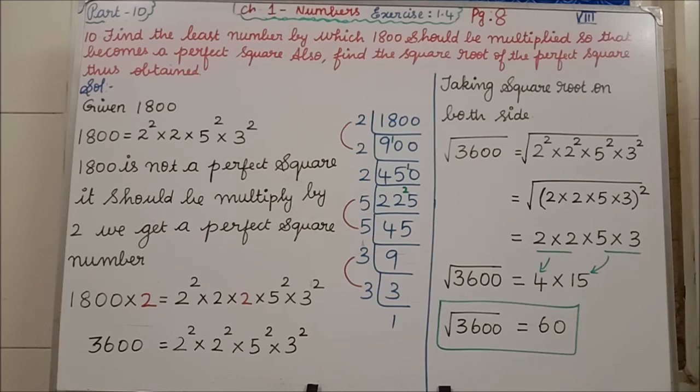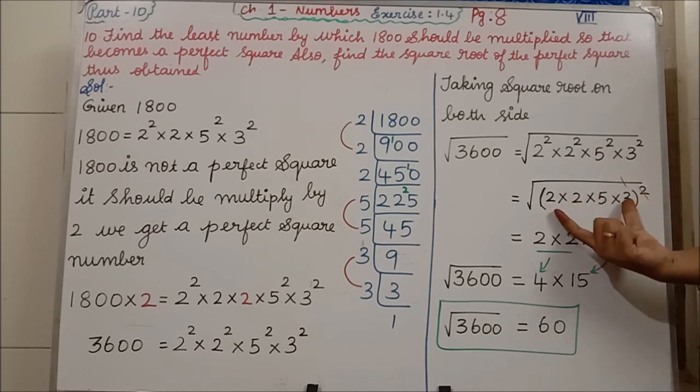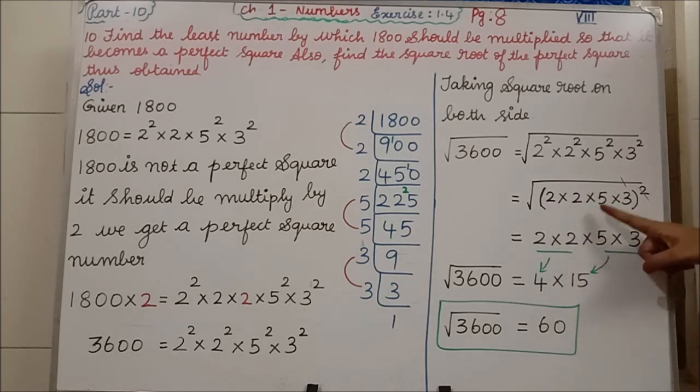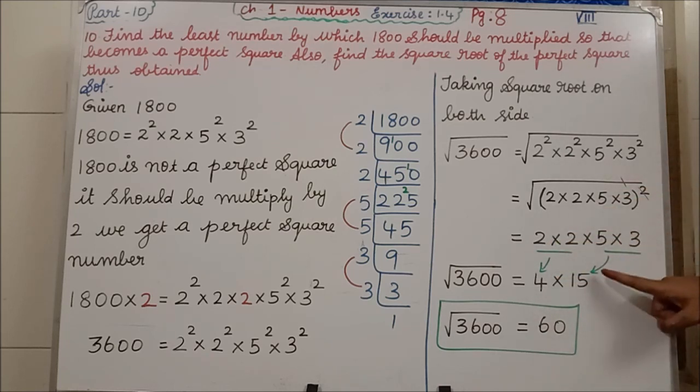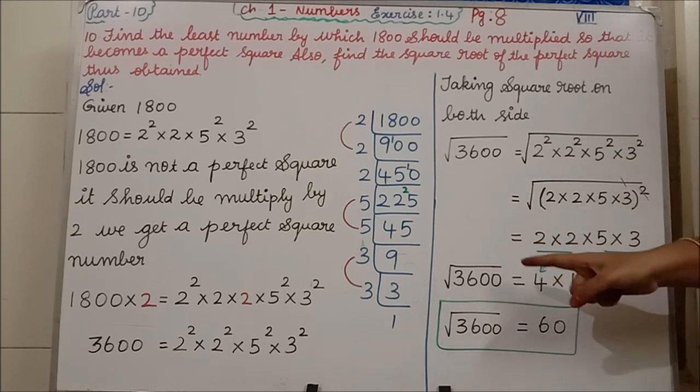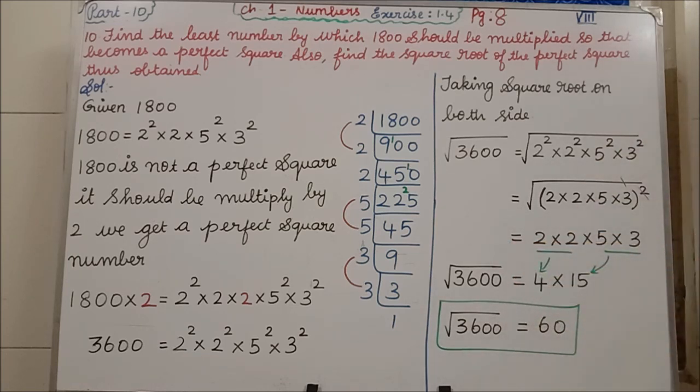The next step, what will it become? I told you many times, square and square root are inverse operations. So both will get cancelled. The square and square root will get cancelled. So what is there in the bracket? 2 into 2 into 5 into 3. Two 2s are 4, and 5 threes are 15. So 4 into 15, if you multiply, we get 60. So the square root of 3600 is 60.